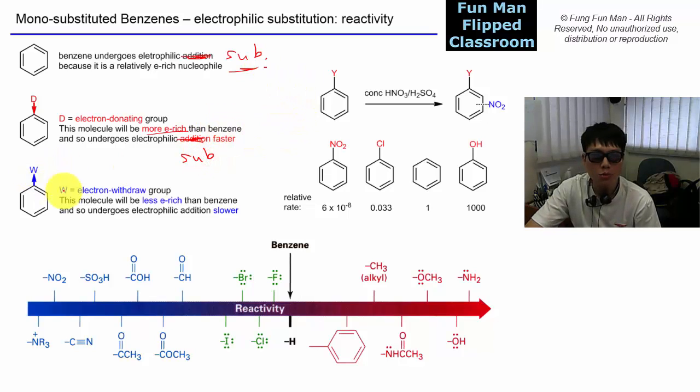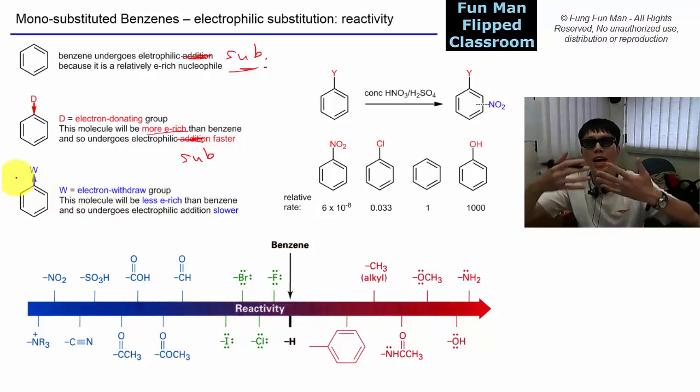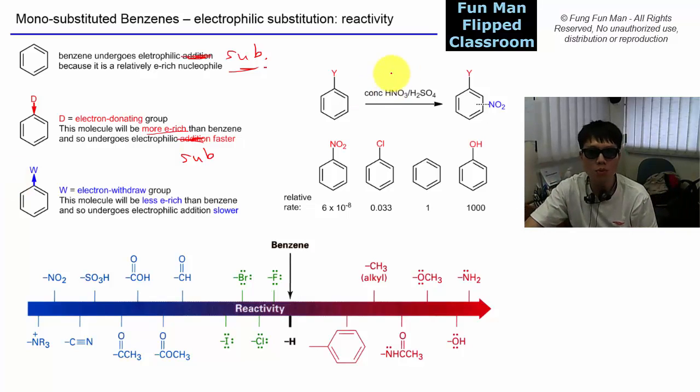And if we have W, which stands for electron withdrawing group, it will pull electron density away from the benzene and hence will make the molecule less electron rich and hence less prone, or make it slower, to electrophilic substitution.